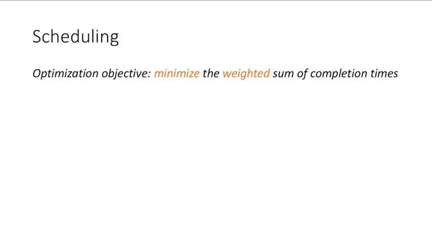Okay, so back to scheduling. Let's say that this is our new objective. So I introduced completion times. We know a little bit about our jobs. Let's say we're trying to minimize the weighted sum of completion times. So this is our minimization criteria. And I'll just leave this up here for a few seconds for you to look at.